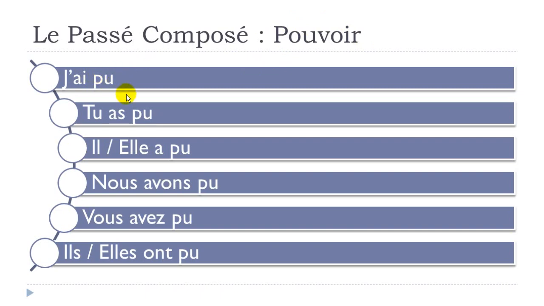But then it doesn't change. If you look carefully, it's always the same form, okay? So let's see them together. J'ai pu, tu as pu, remember, you don't pronounce the S here. Il a pu, elle a pu, nous avons pu, little liaison between the two, vous avez pu, same thing here, little liaison between the two, ils ont pu, elles ont pu.